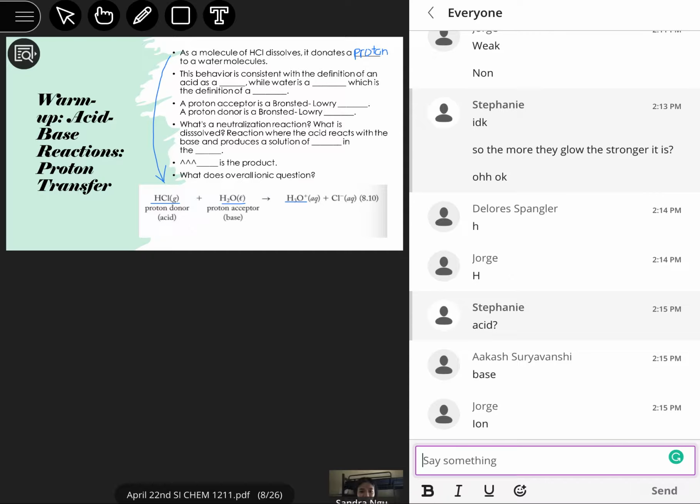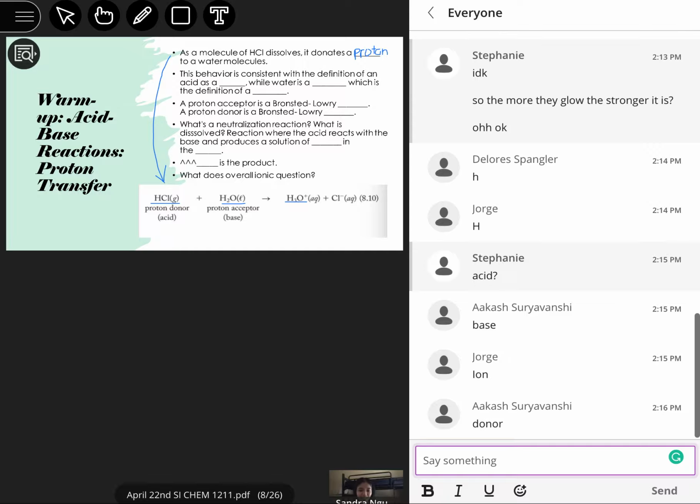So this behavior is consistent with the definition of an acid as, what is that called? When you donate a proton. What is that called? Does anyone know? Oh, I donated a proton to the water molecules. What is that definition called? Proton donator versus acceptor. Donor. Okay, I don't know if Dr. Kelly's going to put this specifically on your exam, but in Chem 1212, they use this as the name. So what is that called? Does anyone remember? I think that's also in your textbook.